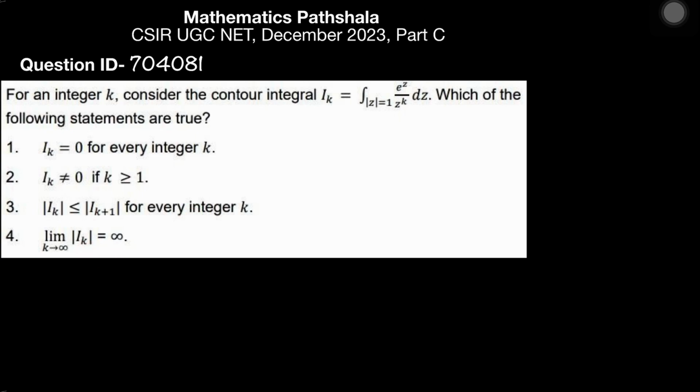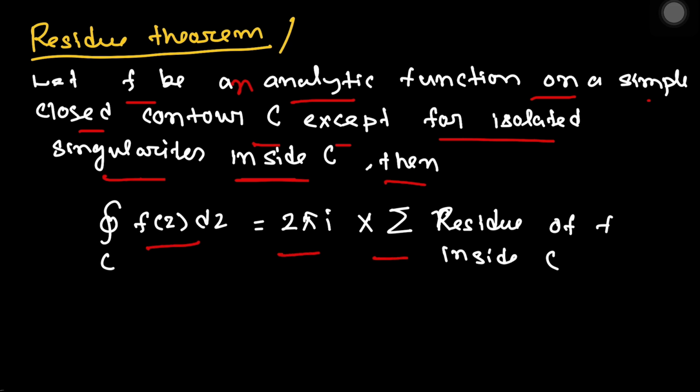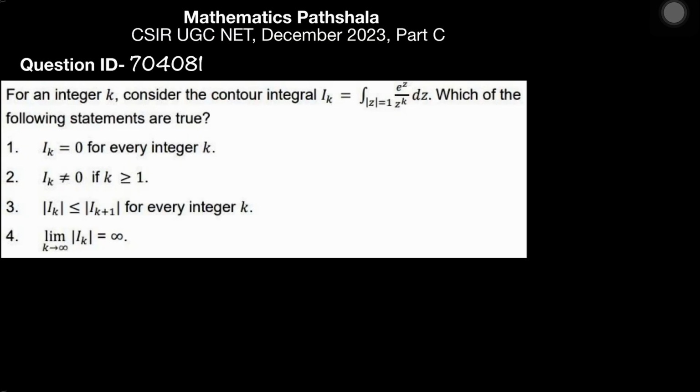Before doing this problem, we will recall the residue theorem. What is the residue theorem? Let f be an analytic function on a simple closed contour C except for isolated singularities inside C. Then the contour integral over C of f(z) dz becomes 2πi times the summation of residues of the function f inside C. Here what is given is I_k equal to the integral over |z| = 1 of e^z by z^k dz.